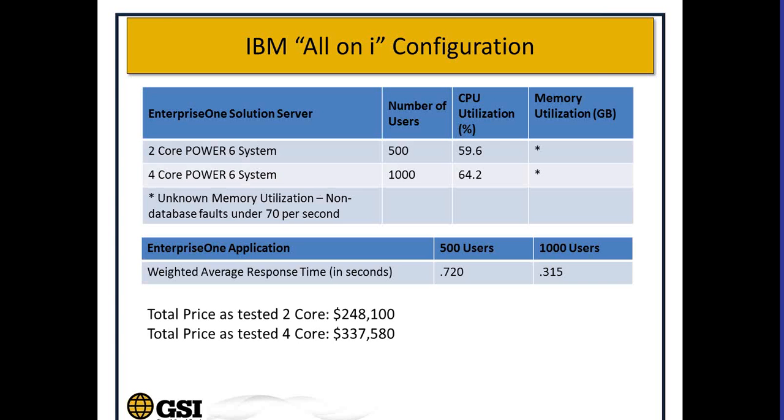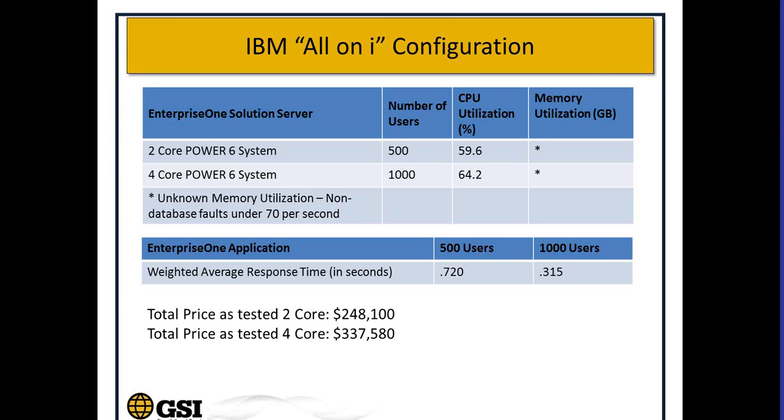In terms of CPU utilization for the 500 and 1,000 user systems, you've actually got higher CPU utilization for those two systems. The memory utilization was not known. They didn't actually have metrics for that, but the non-database faults were under 70 per second, so it wasn't really bad in terms of non-database faults.